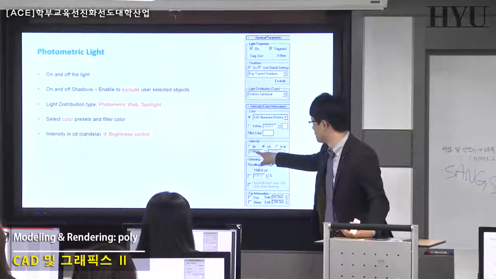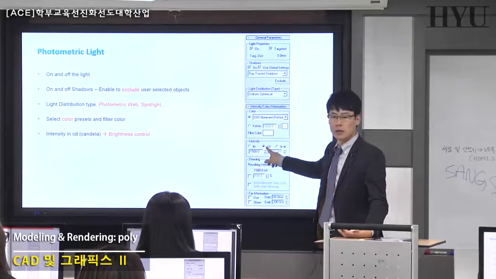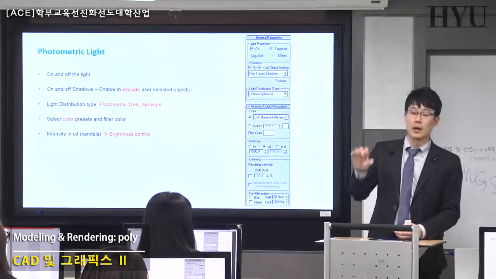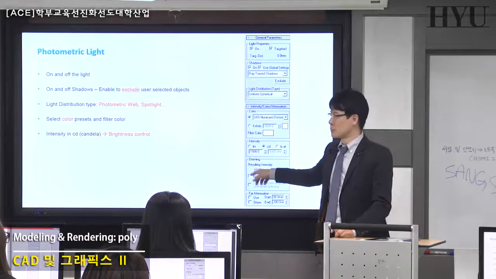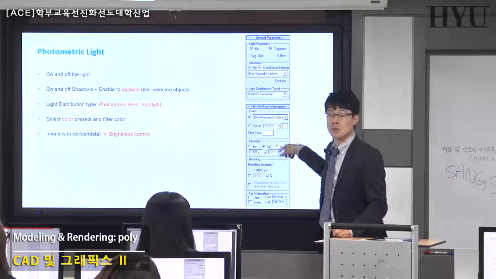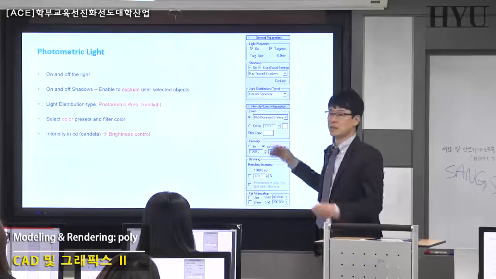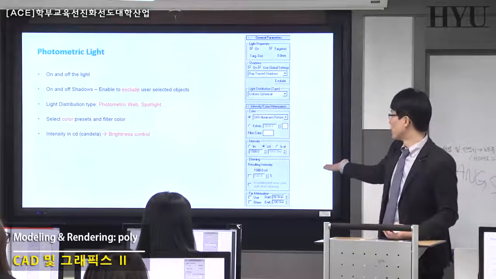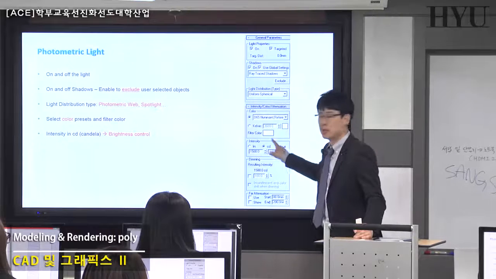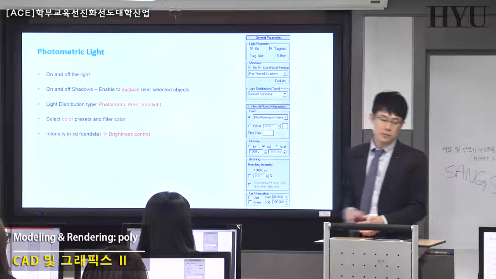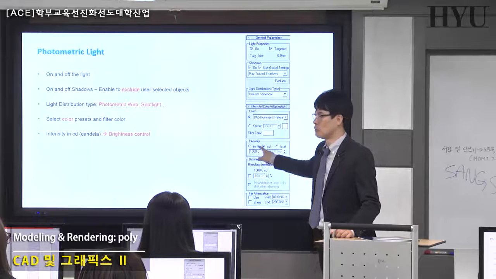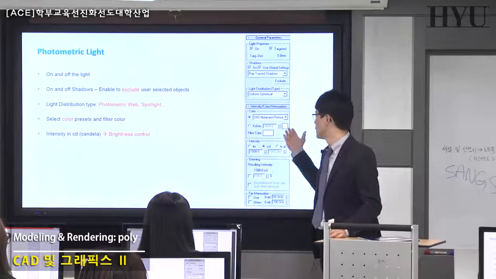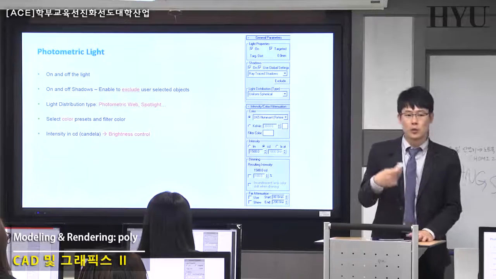In other words, if you have 1,500 candela, and if you realize it's really dark, you can put more zero. I mean, 100 million, okay? 1 and 6, 7 zeros. Amazingly large number you can put on that intensity because its unit is candela, okay? So when you are using V-Ray, 1,500 is really exaggerated and too bright, but in 3D Max, that's not that bright, okay? You have to know that.